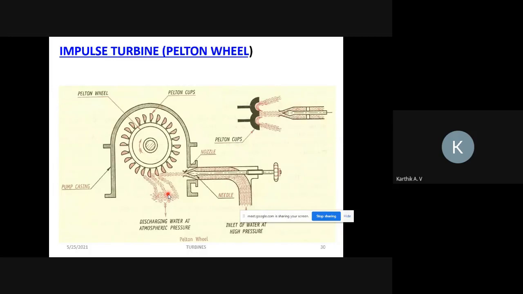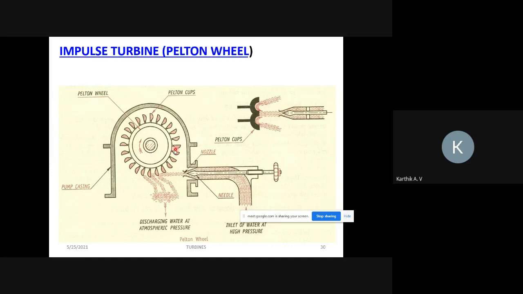Understood? In the draft tube, pressure will decrease because the area increases. In the next sketch I will show you how the area increases. Pressure is equal to force by area, so pressure is inversely proportional to area. Area increases means pressure decreases. So in the draft tube, pressure decreases because the area of the draft tube increases.